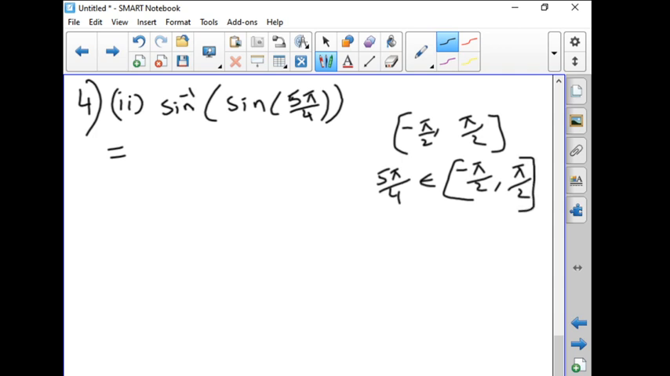Here, 5 pi by 4 is what? 5 into 45, since pi by 4 is 45 degrees. So 5 into 45 is what? 225. So will 225 be in this interval? No. So 5 pi by 4 does not belong to this domain.